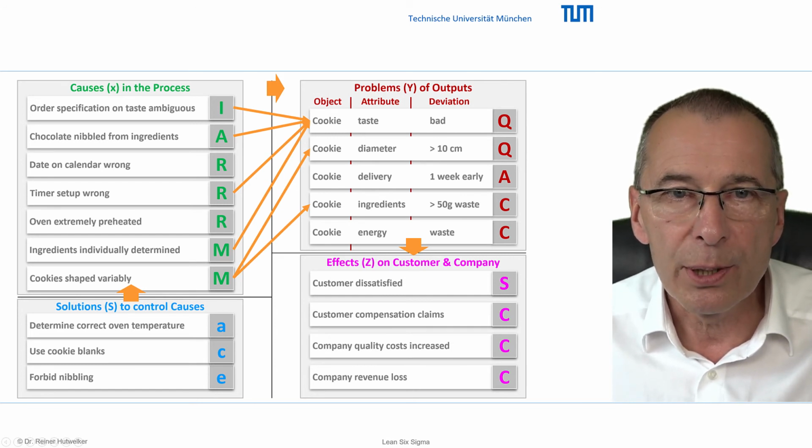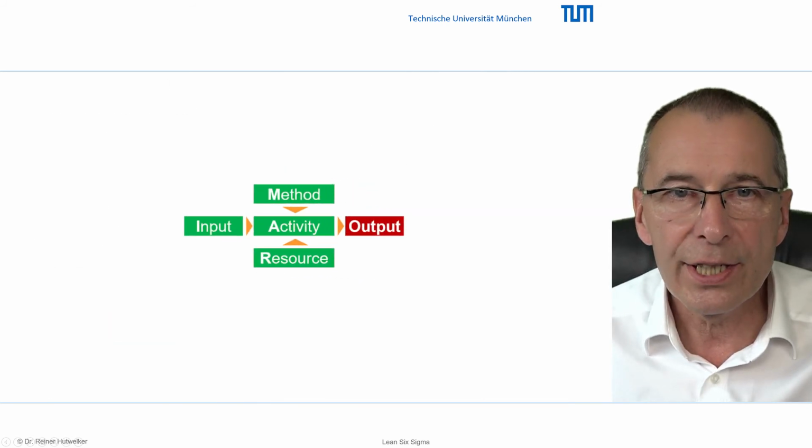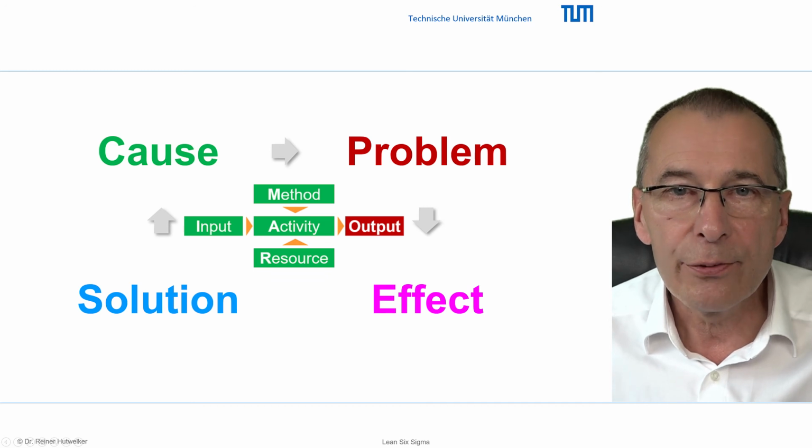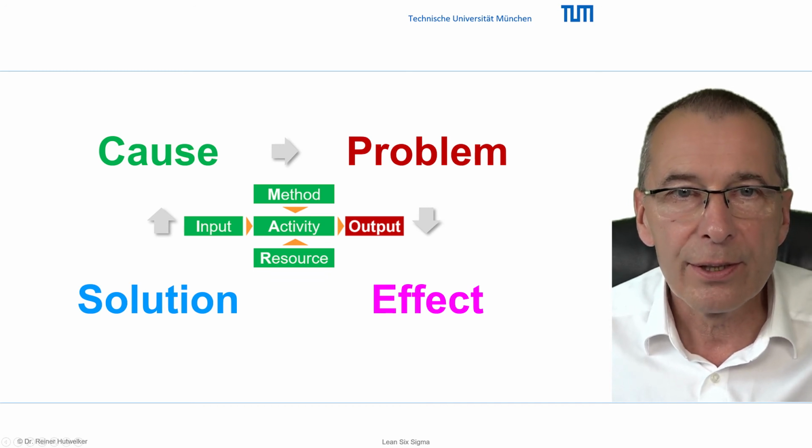Correspondingly, a quality problem typically has different causes than an availability problem, even though a quality problem can lead to delivery delays. Our entire daily routine can be divided into inputs, methods, resources, activities, outputs, and problem solving, even if we are not always aware of it.